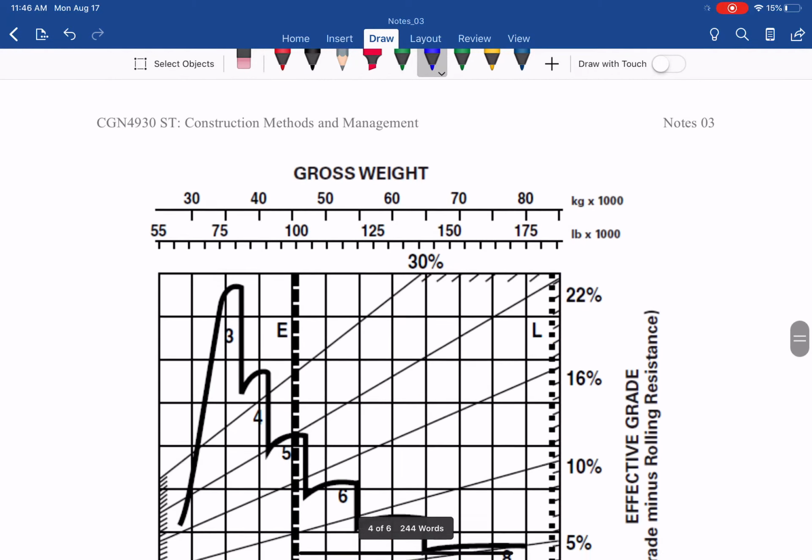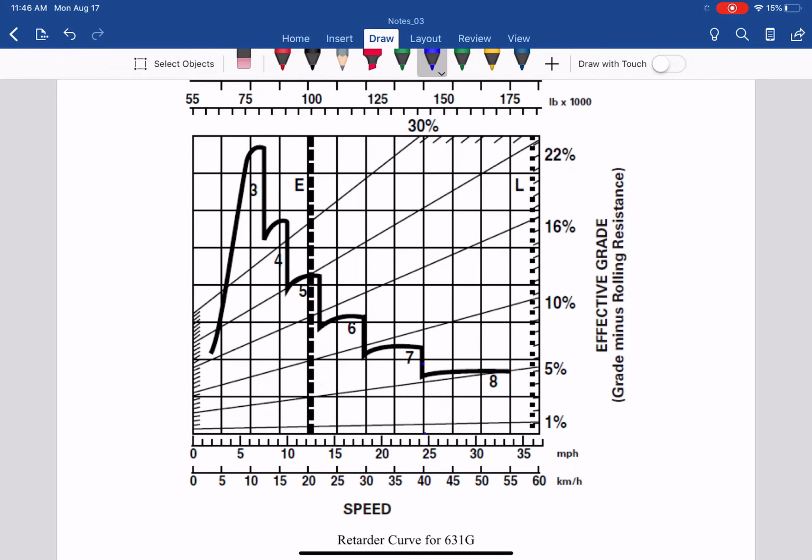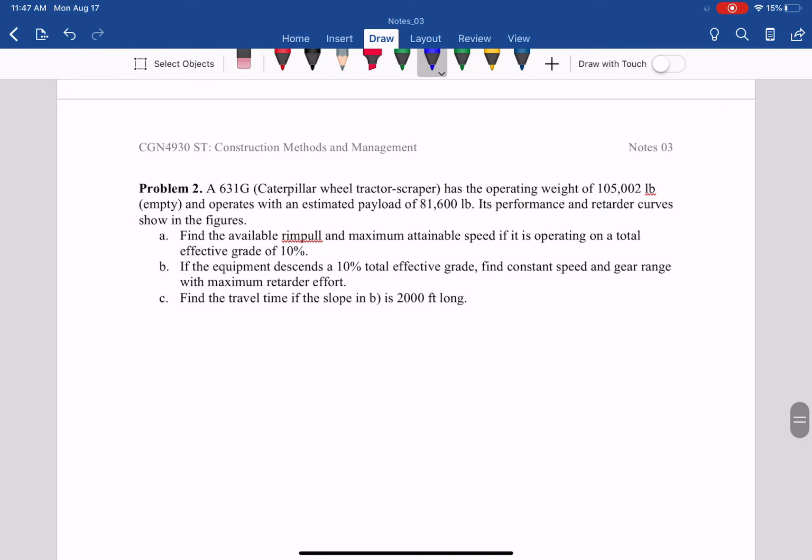Similarly, for the retarder curve, we do the same with the effective grade. With the weight, we can determine the maximum speed the equipment can go when it goes downhill, a descending slope. So with that, we apply this in problem 2 here.